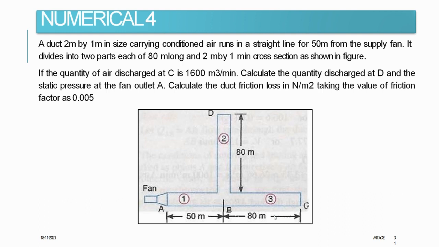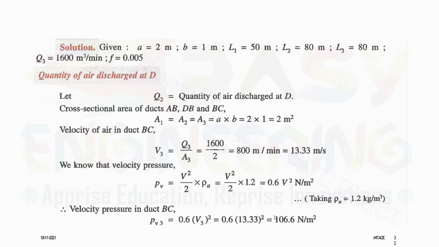So in the below diagram we can see the cross section of the duct. There is a main duct from the fan, and then there are two subsections. A is equal to 2 meter, B is equal to 1 meter. Its cross section is given. Length of the first branch is 50 meter, length of the second branch is 80 meter, and length of the third branch is again 80 meter. Q3 is equal to 1600 meter cube per minute. Q3 is the discharge of air in the third branch, and friction factor is given as 0.005.